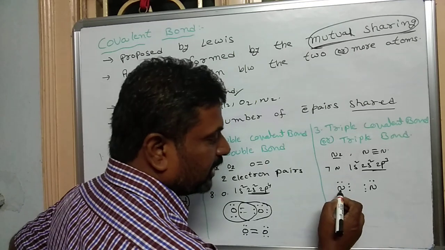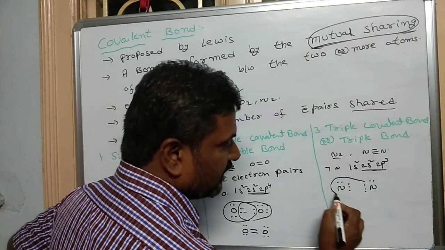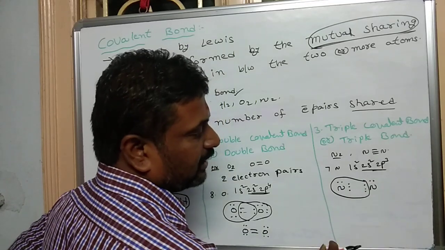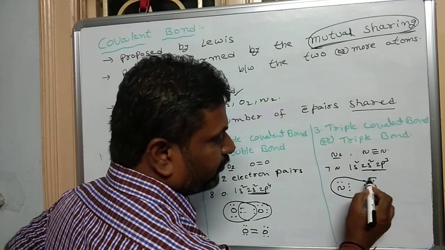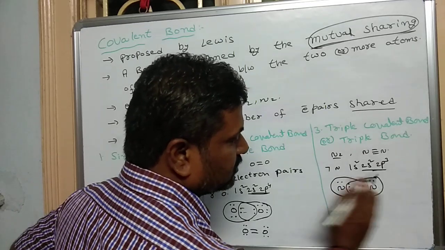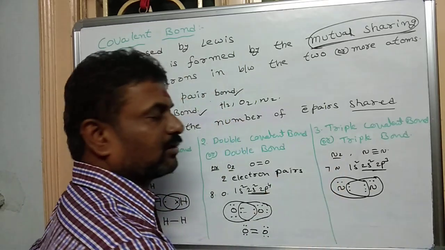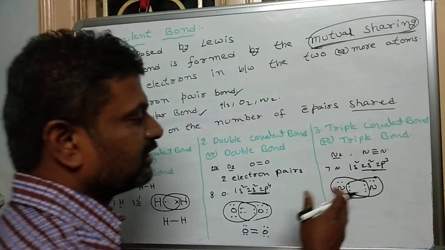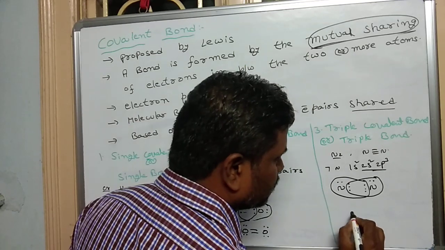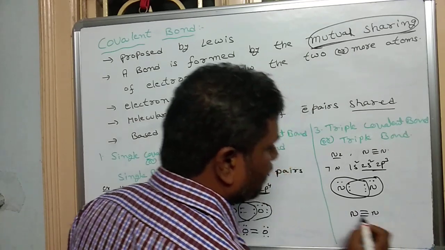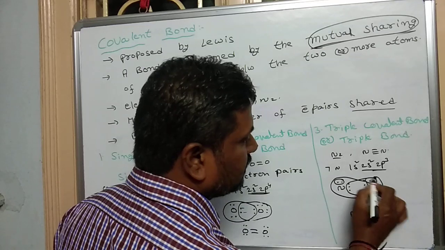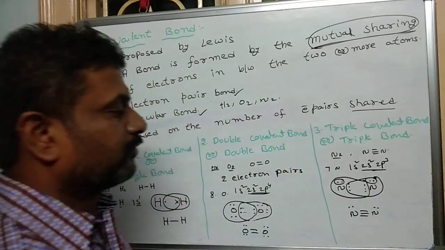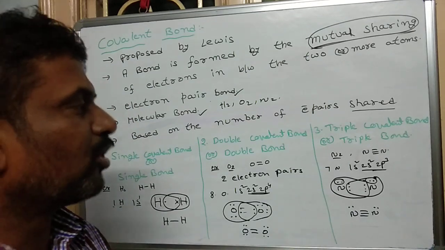So the first nitrogen atom shares these 3 electrons and gets the octet configuration: 5 plus 3 makes 8 electrons. This nitrogen also shares these 3 electrons and gets 8 electrons in the outermost shell. So the 2 atoms equally share 3 electron pairs to give the triple bond. The remaining electrons are not involved in the bond formation. So nitrogen gives the triple bond.